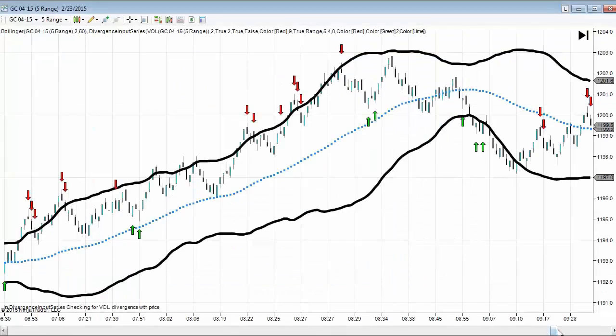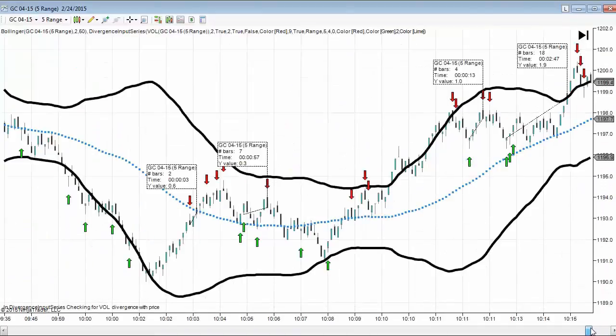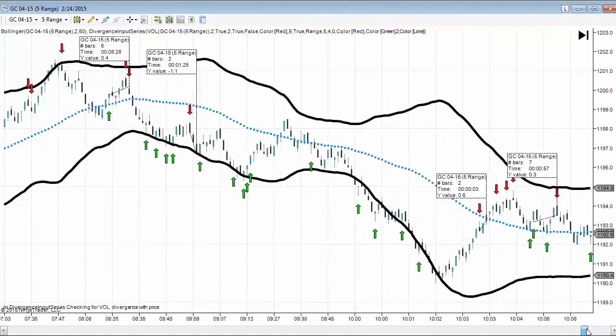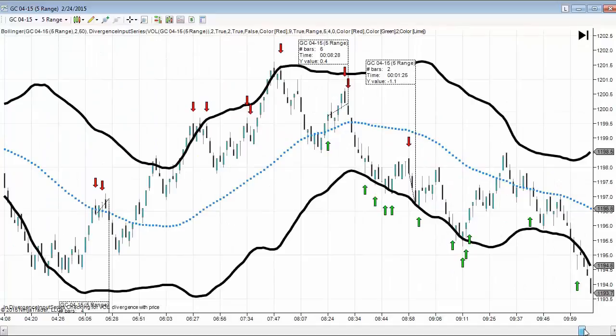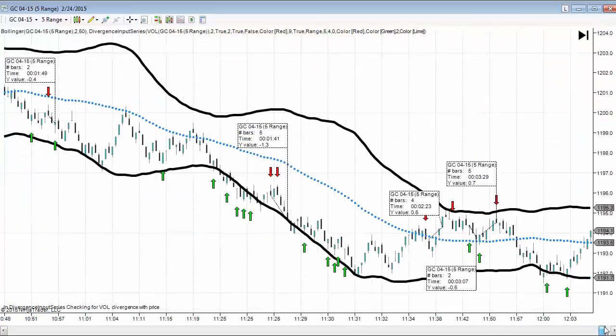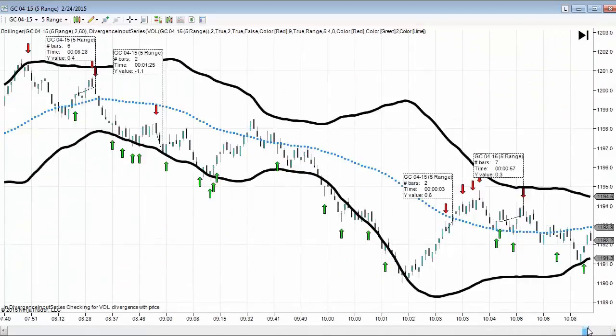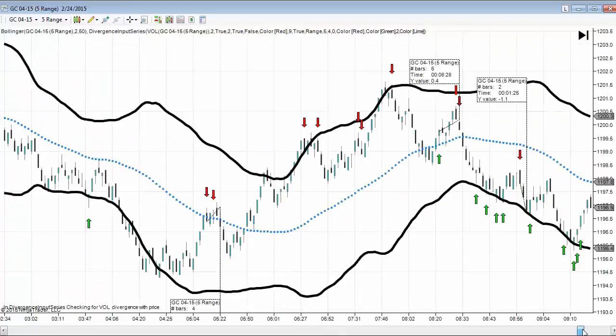This is a pretty simple system for those of you that are starting out in gold, and we can use this in crude. You could use it on the E-mini S&P. And what I've got here is essentially a combination of trend and counter trend entries. Let me show you what I mean. Let's go back here and I'll show you what I got.